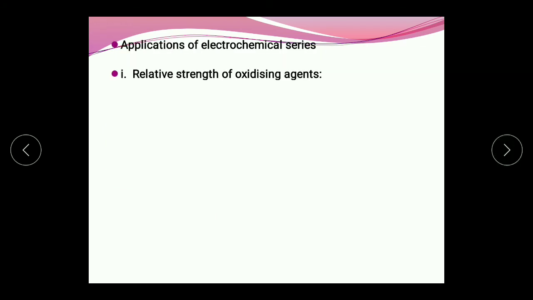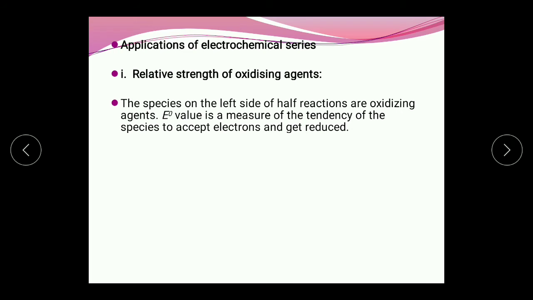As I told you, the first application is that the relative strength of oxidizing agents can be determined by observing this series. As you know, the E0 value is a measure of the tendency of the species to accept electrons and get reduced. All the species which are written on the left side of the half reactions are oxidizing agents. Which one is stronger? The one having the highest positive value of E0 will be the strongest oxidizing agent.